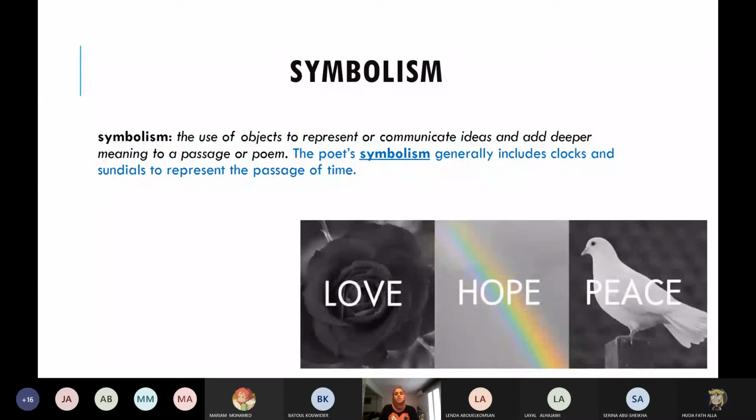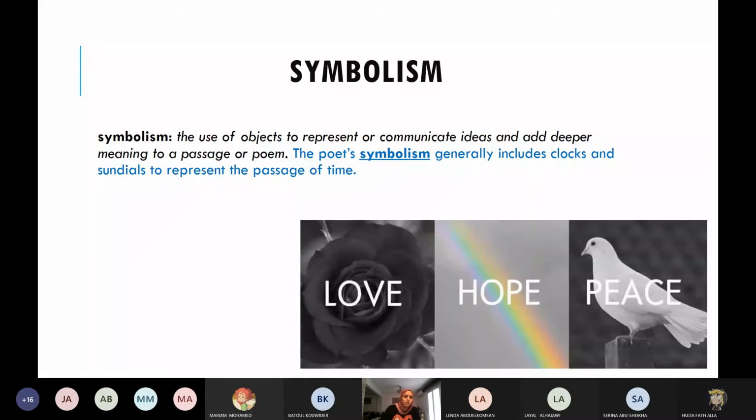Poets' symbolism generally includes clocks and sundials to represent the passage of time. In stories, for example in The Tell-Tale Heart, the tick-tock of the clock on the wall, a story you read before, symbolizes the passing of time or the coming danger, an ominous silence. The most famous objects are the dove for peace and hope, the rainbow again, and flowers symbolizing love.